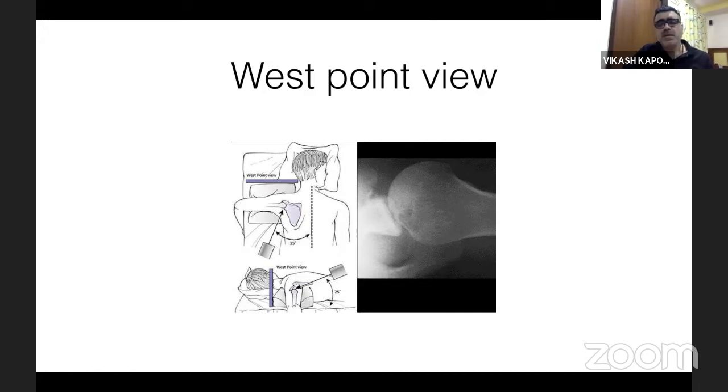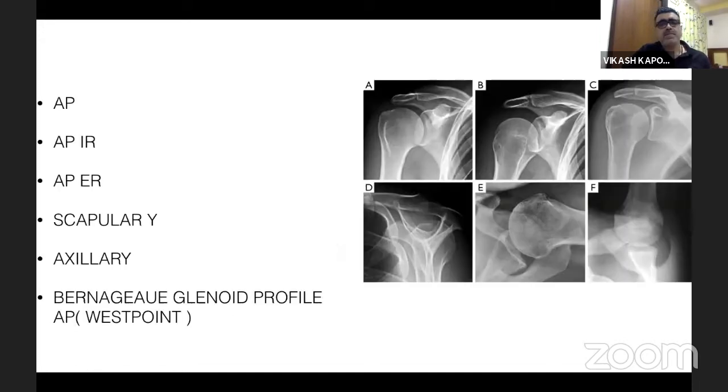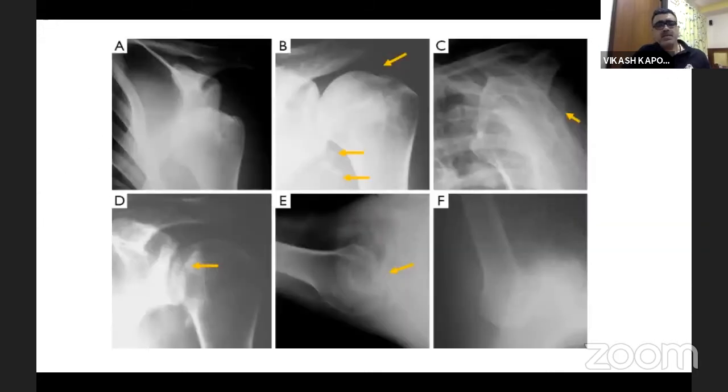As you can see, the patient lies prone, and the X-ray beam is cephalad at 25 degrees from the horizontal. So these are the views in detail: AP in internal rotation and external rotation, scapular Y view, axillary view, and the West Point view.